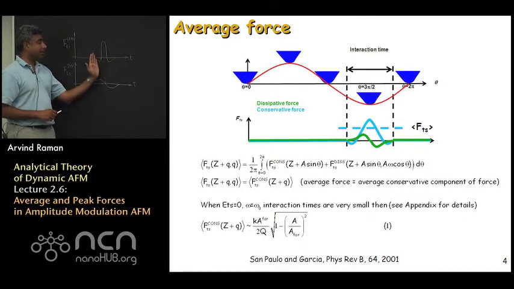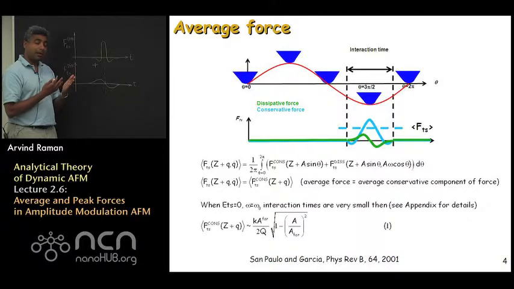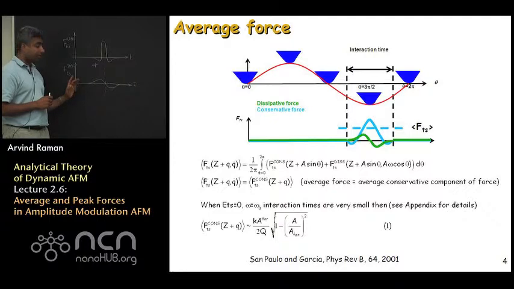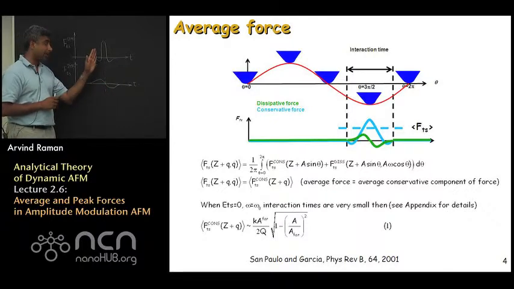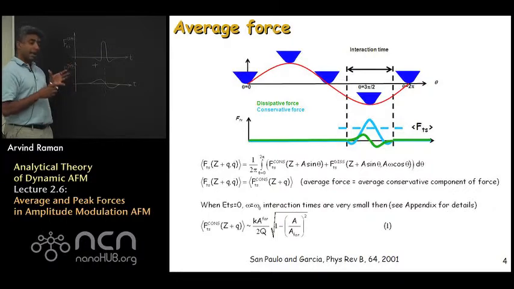The conservative component is symmetric about its peak value, because the conservative interaction force depends only on the tip sample gap. So when you're on either side of the peak, you're at the same gap from the surface. As a result, the force value must be the same. On the other hand, the dissipative interaction force is antisymmetric with respect to the peak force point. Now, the actual interaction force between the tip and the sample is the additive sum of these two. So when we take the average value of this force over the oscillation cycle, it is going to be the average of the conservative plus the average of the dissipative component.